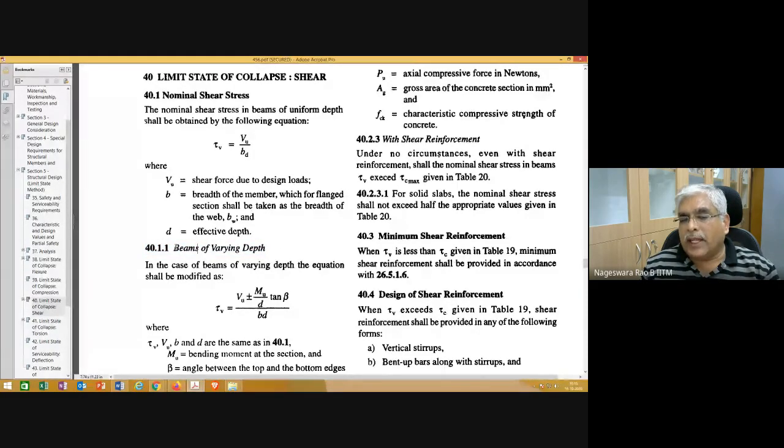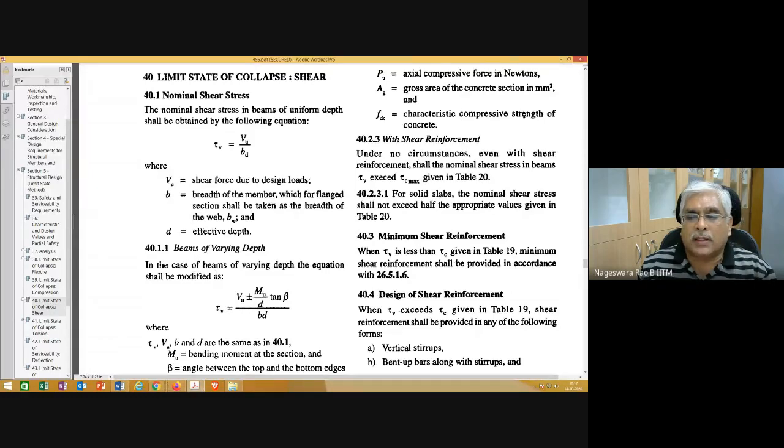So if that is the case, if the depth of the beam is varying, you need to keep a watch on how this depth is varying. Is the depth increasing as the bending moment is increasing, or is the depth decreasing as the bending moment is decreasing? So let's see this formula, then you will understand better.